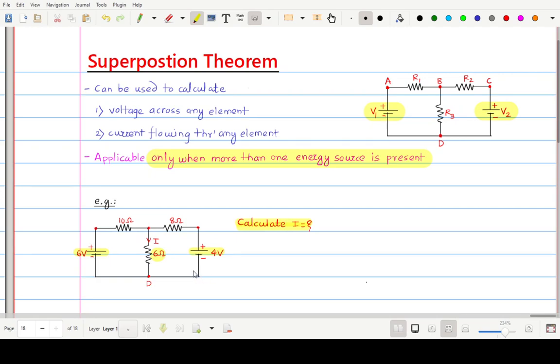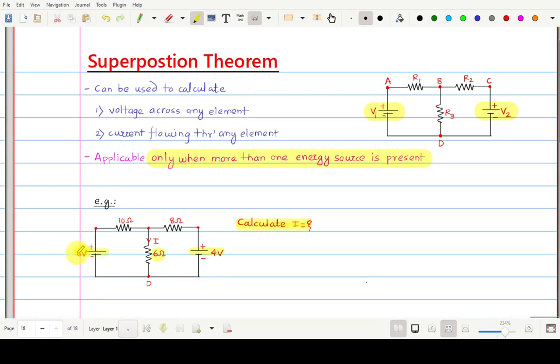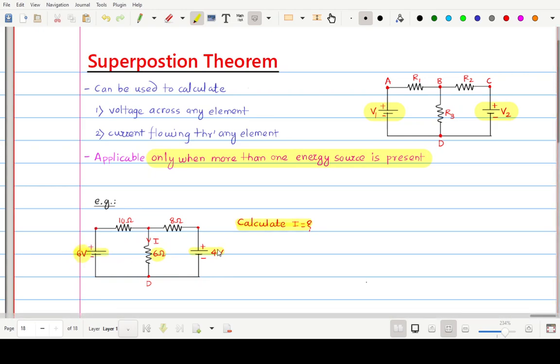Now first of all check our condition. What is the necessary condition? Our circuit must contain two or more energy sources. So here we are having two different voltage sources. Now we can apply superposition theorem. Okay, so superposition theorem can be applied like this.